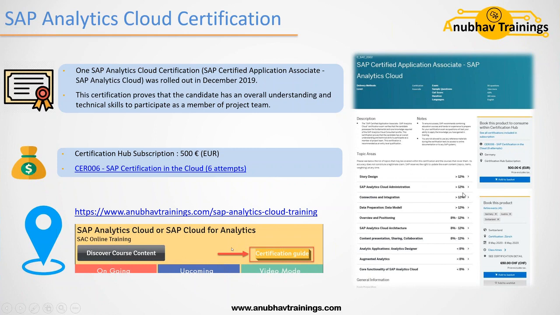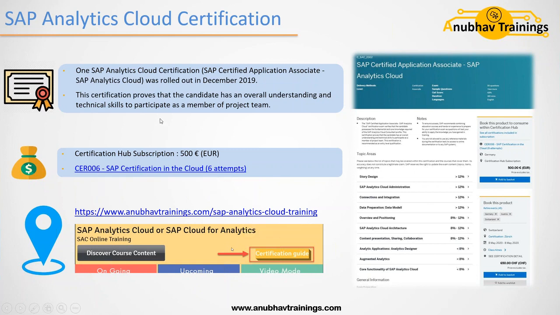Now, what is the cost of certification, or what is the certification code? The certification code is C_SAC_2002. It will cost you about 500 euros, and you can also go with this option, which is better: SAP Cloud certification. There you can take 6 different certification exams at a cost of 500 euros. If you go to a physical center, they will charge you 500 euros for SAC itself. But with this option at 500 euros, you get access to 6 certification exams, including SAC. So that's what you can do.